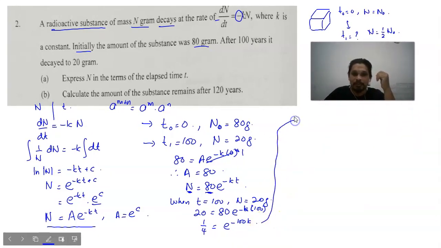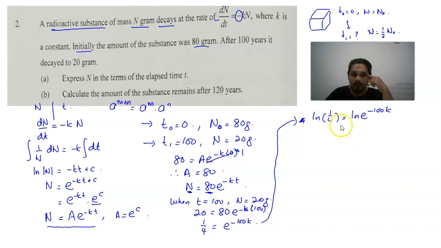Let's continue here. So how are we going to eliminate this e? We come up with natural log. Natural log of 1 over 4 equal to natural log of e power of negative 100k. So cancel between these two, it is negative 100k. Then k equal to ln 1 over 4.